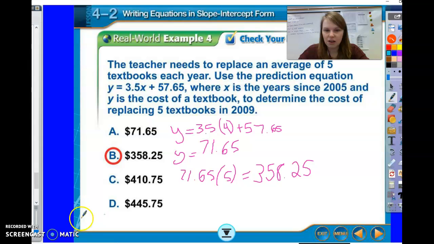When I worked through it here, I said, okay, so 2009 would be 4 years later, right? So 2009 would be 4 years after 2005. So I'm going to plug in a 4 here, and when I work through that math, I get $71.65 for the cost of the textbook. Once I do that, $71.65, I'm going to plug that in here. Sorry, that's a 7. That's bad handwriting. $71.65 for one book times 5 books, and that ends up being $358.25. So that's why I chose that for my answer.